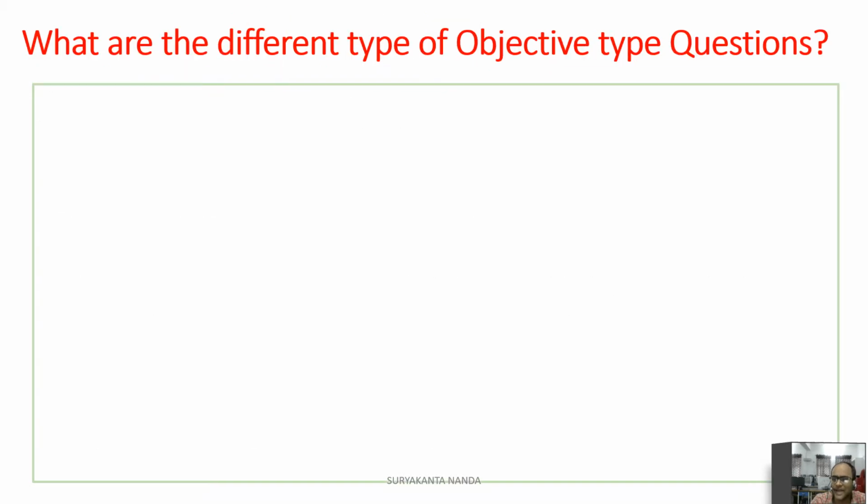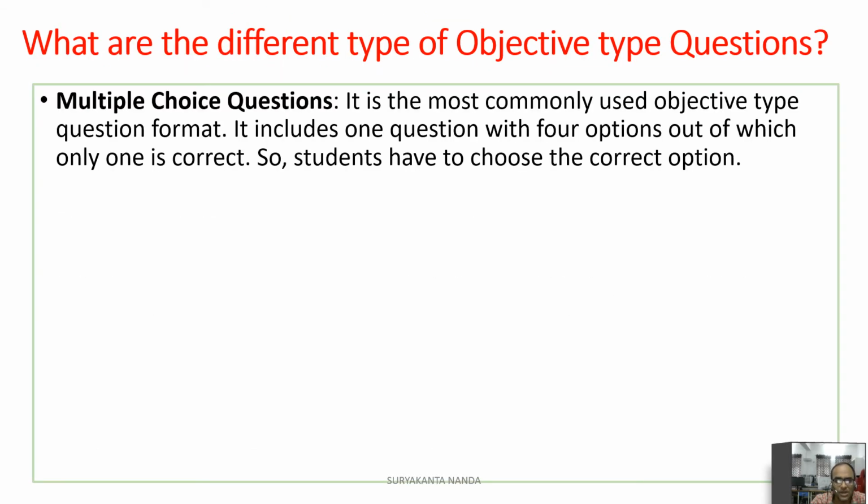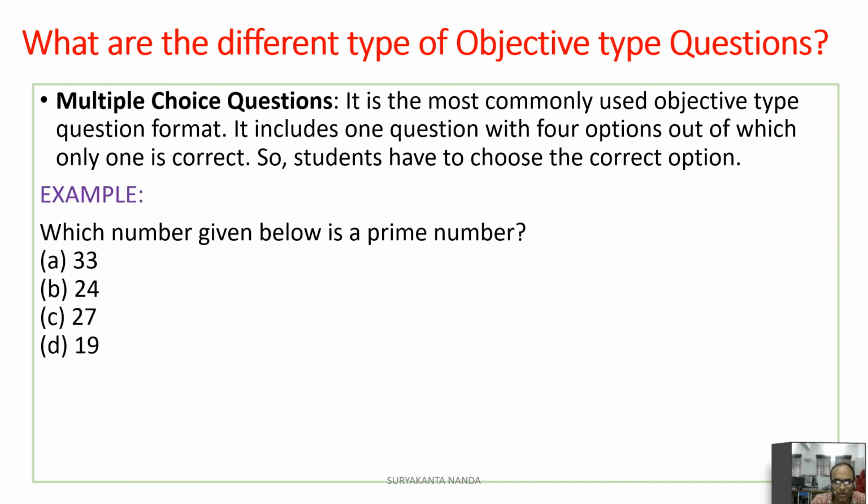What are the different types of objective type questions? First example is multiple choice questions. Generally we are using this. It is the most commonly used objective type question format. It includes one question with 4 options, out of which only one is correct. So students have to choose the correct option. Here, for example, I am giving one question: which number given below is a prime number? So this is the statement, this is the question, and 4 options are given. The student will choose one of them, the correct one.